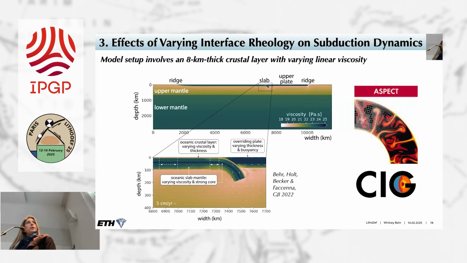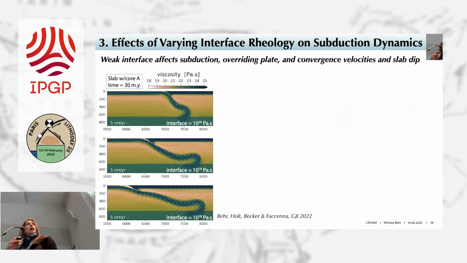other parameters. So here's an example where all we're varying in the model is the interface. So that crustal layer at the top is from 10 to the 20 to 10 to the 18. These are linear viscous rheologies. They're all taken at the same time. And right away, you can see that this certainly has to have affected the velocity because the amount of subduction is quite different, with the really weak case having the most subduction and the strong case having the least.